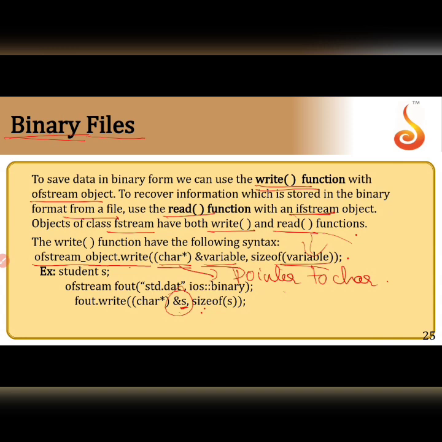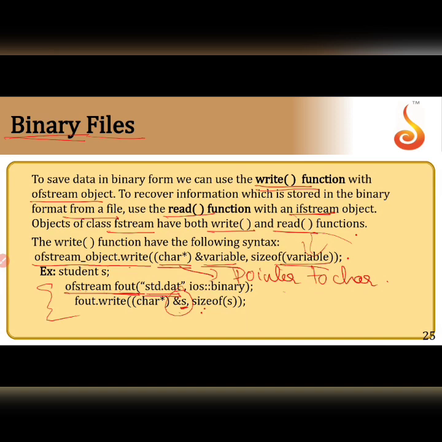So, this is the syntax of the write function. This is an example. What am I doing here? ofstream fout. I am creating an object here, using the constructor method, opening a file for writing, std.dat, that is a data file. This is the constructor method because this is how I create an object, right? ofstream is the name of the class, and then the object name. So the object name is fout.